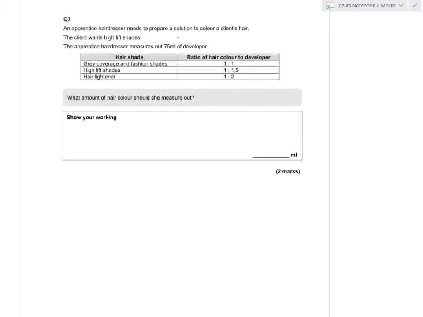An apprentice hairdresser needs to prepare a solution to colour hair. The client wants high lift shades. The apprentice hairdresser measures out 75 mils of developer. What amount of colour should she measure out? She wants high lift shades there. So that's a 1 to 1.5, and she's got 75 mil. So if we divide by 1.5 and then multiply by 1, so 75 divided by 1.5 times by 1 is 50 mils.